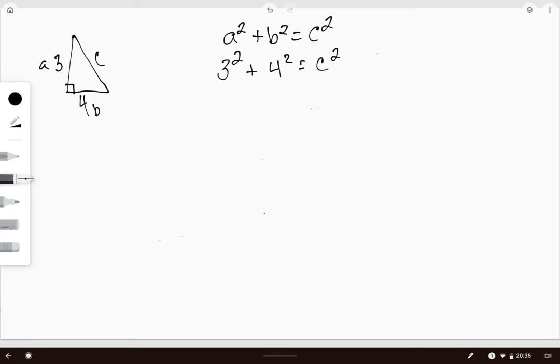Okay? Now remember, when I have an exponent, that means how many times that number is multiplied by itself. So 3 squared means 3 times 3. It does not mean 3 times 2.